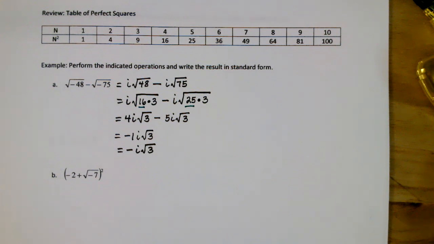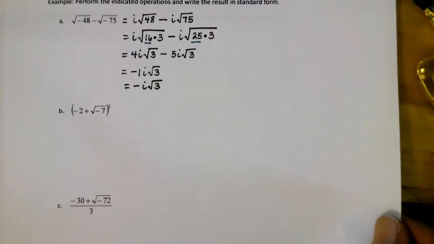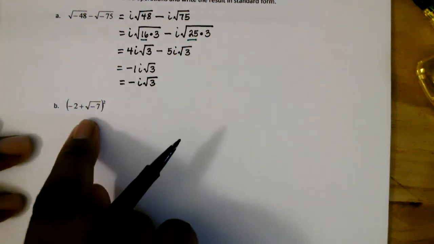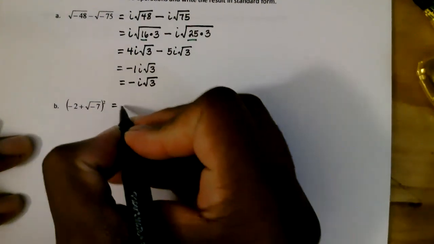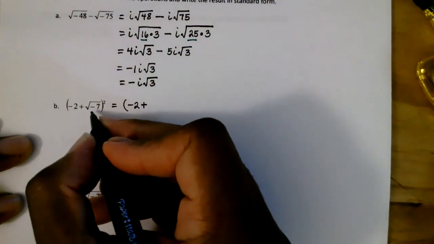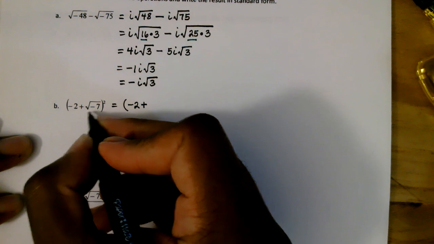Okay. All right, here's the next example. The quantity of negative 2 plus the square root of negative 7 squared. Well, to begin with, let's write this in terms of i first. So here, bring this negative 2 over, and then plus the negative underneath the radical, underneath the square root.